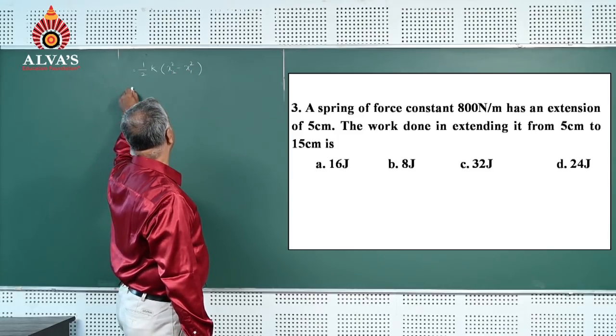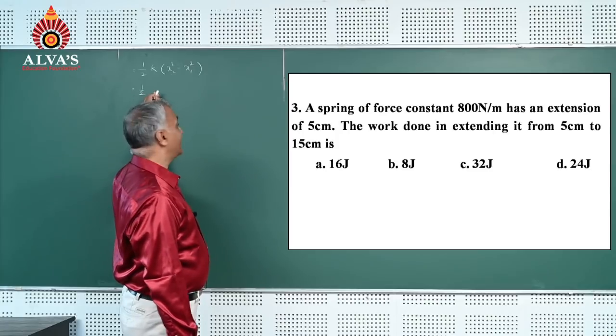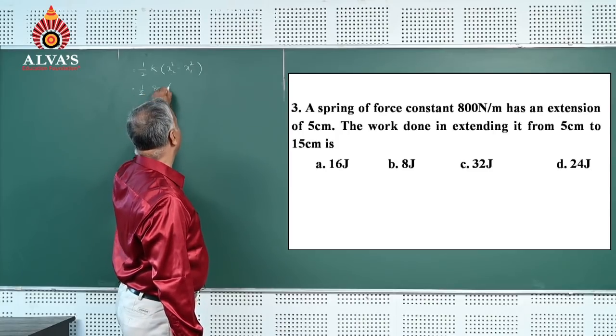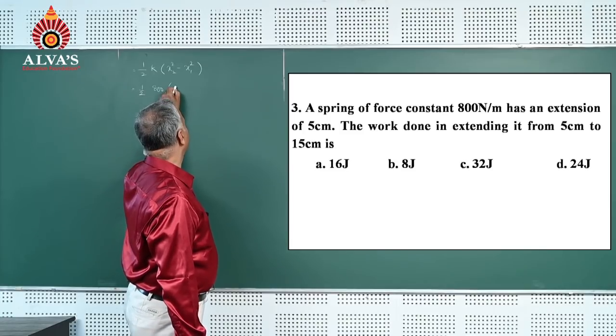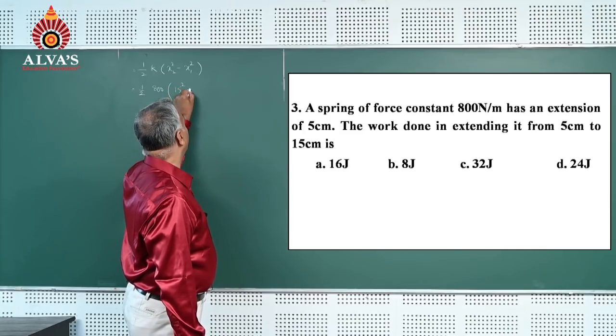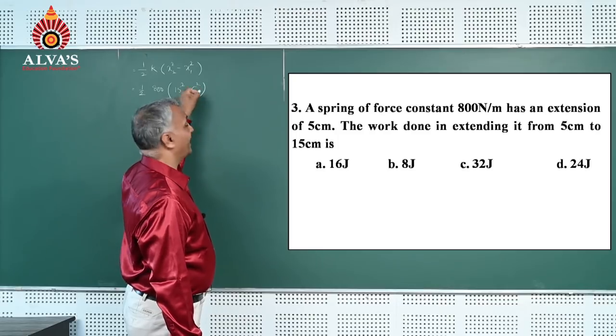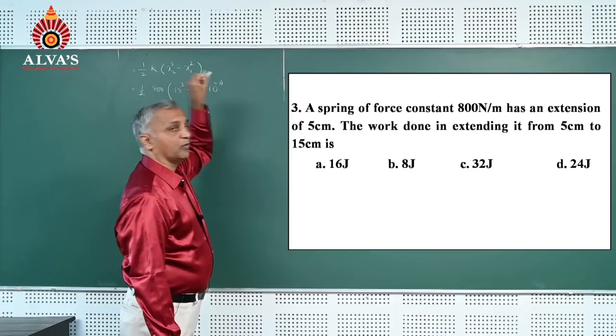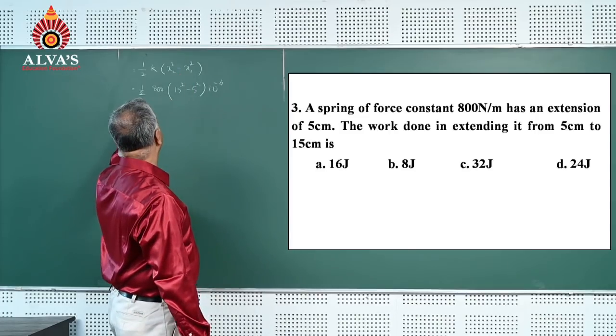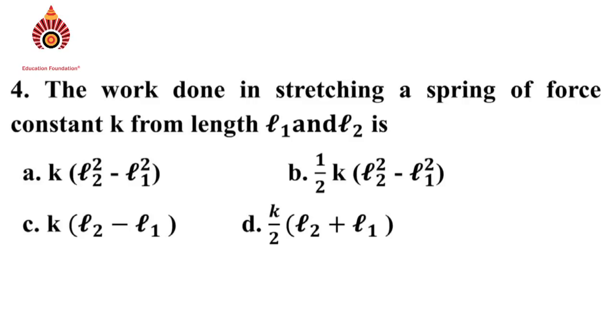So this is half, k is given as 800 Newton per meter, x2 is 15 centimeter, so 15 square minus x1 which is 5 square, and it should be converted into meter, so it is 10 to the power minus 4. If you simplify, you are going to get 8 joules. So I'll go for option B. We'll go for the fourth question.